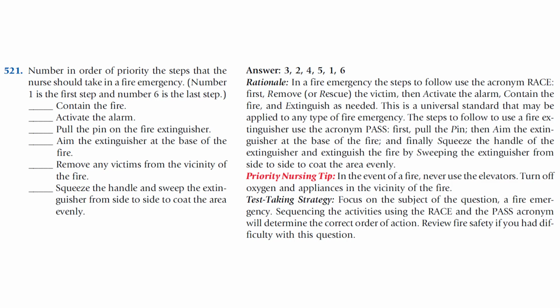The steps to follow to use a fire extinguisher use the acronym PASS. First, pull the pin, then aim the extinguisher at the base of the fire, and finally squeeze the handle of the extinguisher and extinguish the fire by sweeping the extinguisher from side to side to coat the area evenly.